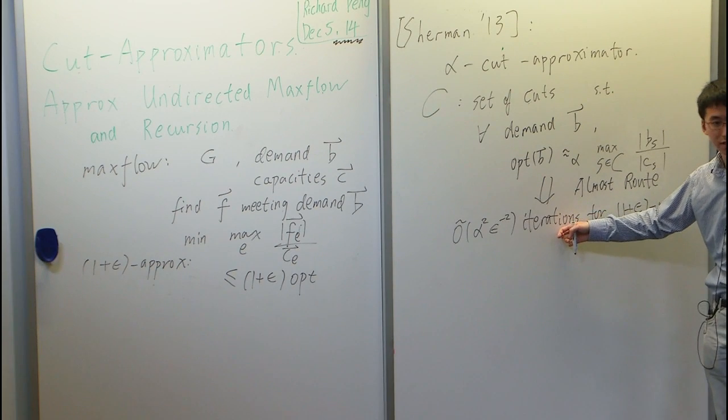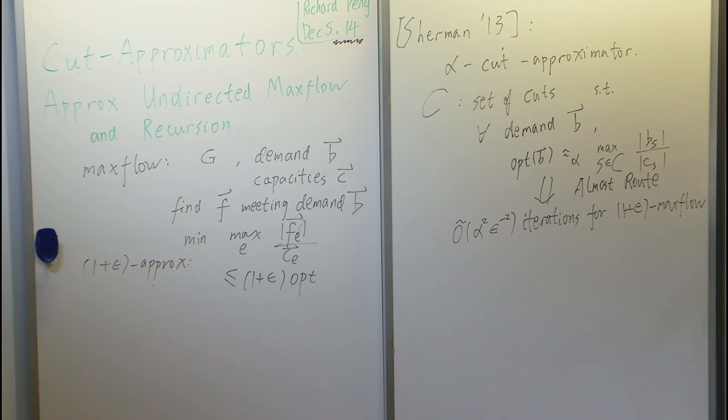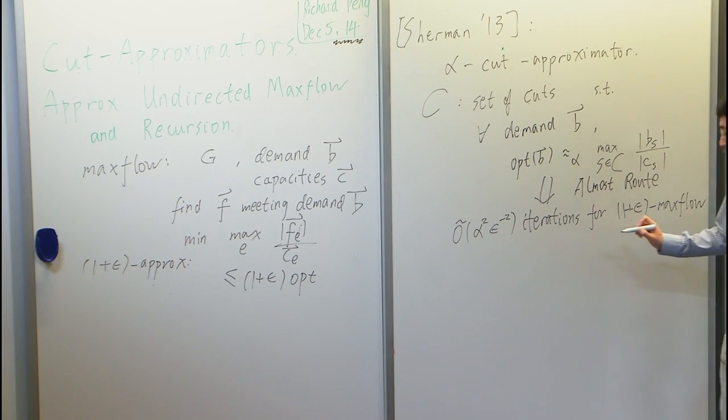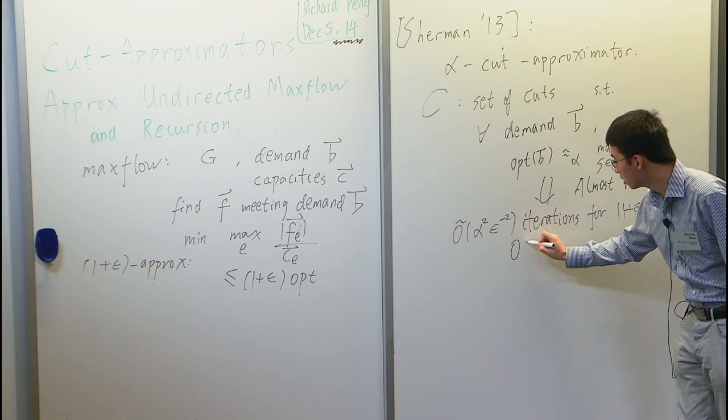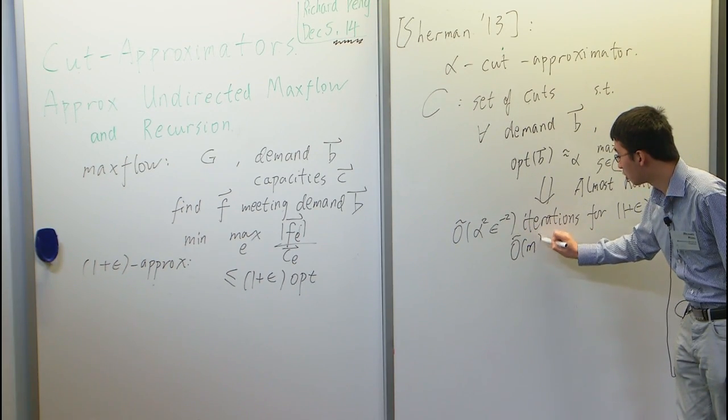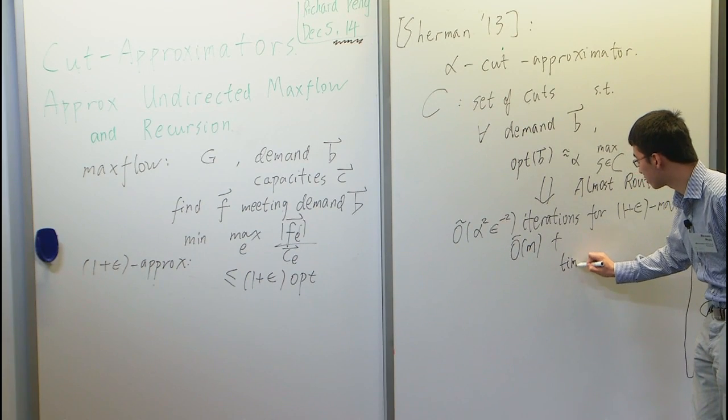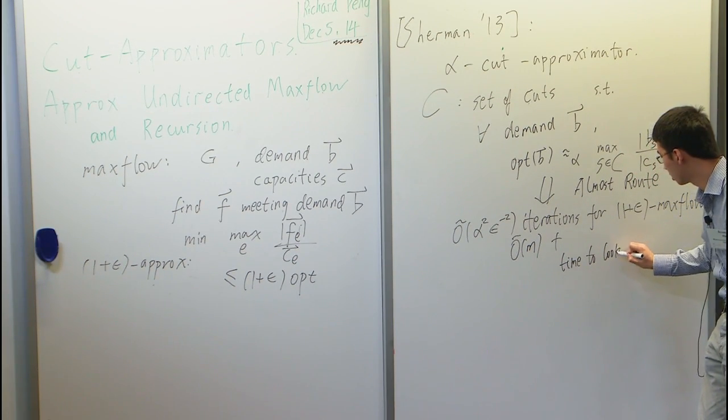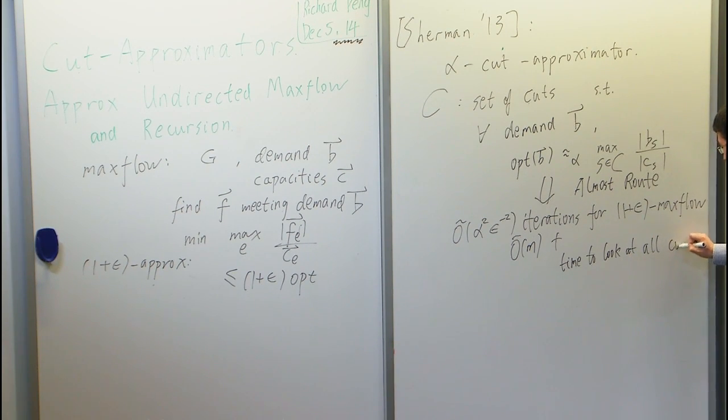Each of these iterations consists of measuring prices at vertices, aggregating over cuts, and then bringing them back to vertices. It can be viewed as a nearly linear time overhead plus the time to look at all cuts. So if I have such a cut family with alpha about poly log n, this would imply a nearly linear time algorithm for approximating maximum flows.